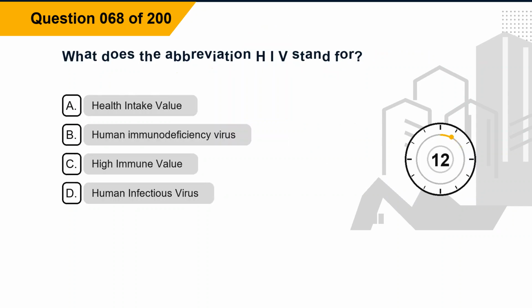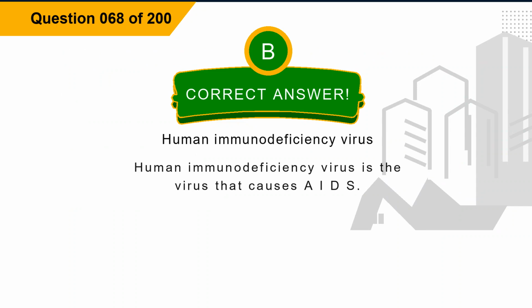Question 68. What does the abbreviation HIV stand for? Option A, health intake value. Option B, human immunodeficiency virus. Option C, high immune value. Option D, human infectious virus. The correct answer is option B, human immunodeficiency virus. Explanation. Human immunodeficiency virus is the virus that causes AIDS.